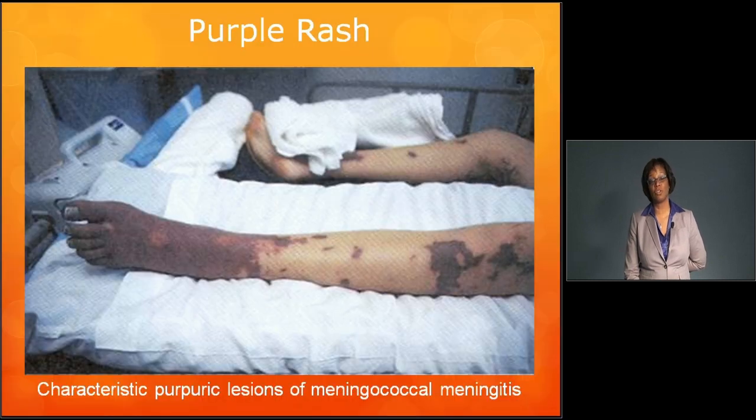And this is a great picture of what it can progress to. Okay, these characteristic purpuric lesions of meningococcal meningitis. This person is definitely septic and at risk for losing that foot.